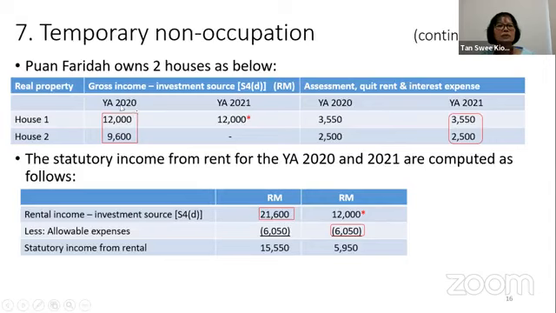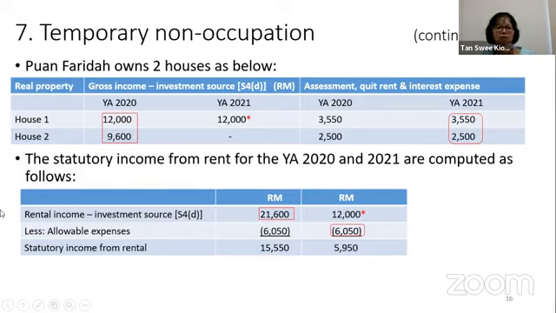Okay, year 2020, rental income 21,600. Expenses, you add together, 6,050 ringgit, to get the statutory income. In year 2021, only house one got rental income. Never mind. Because it is under the same source, the expenses incurred by house two can also be offset against the rental income from house one. Because it is the same source, we can group them together. So statutory income from rental is 5,950.